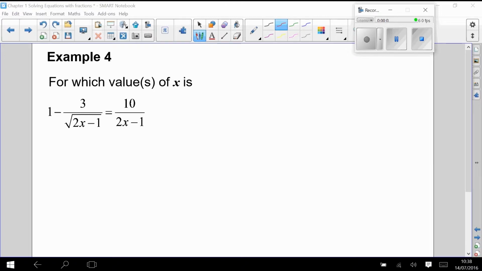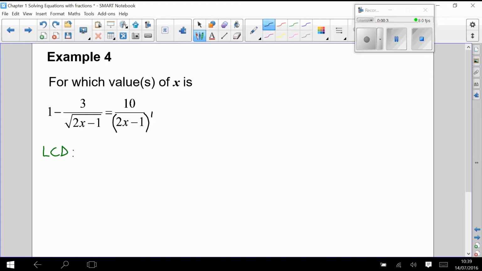In solving the equation in example 4, we again need to take a look and find what the lowest common denominator would be. Remember that the lowest common denominator is going to be the most of each type of factor. You can see that I have got a factor of 2x minus 1. If I don't write an exponent above that factor, it means that my exponent is 1.